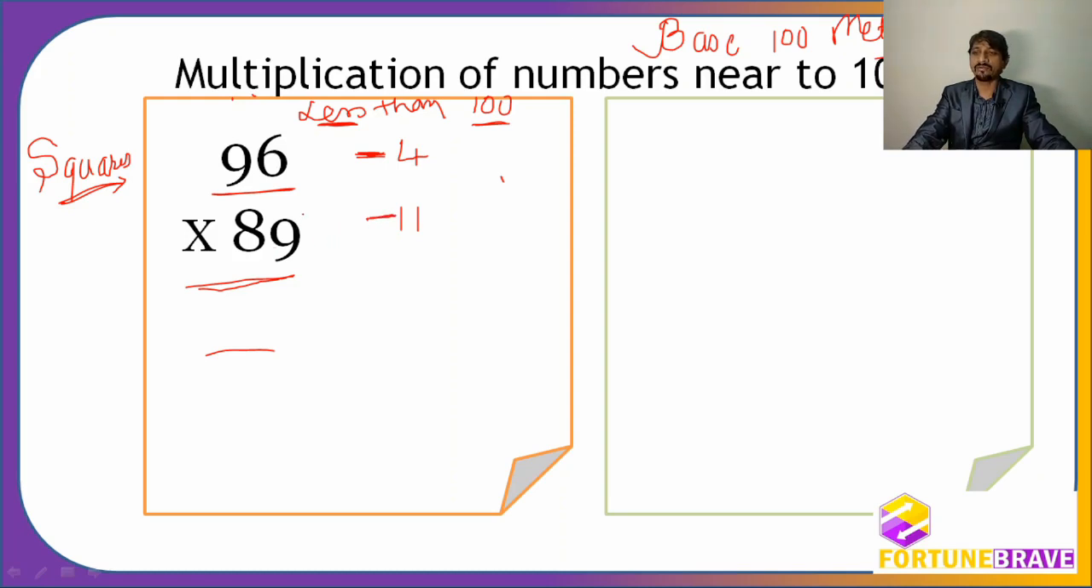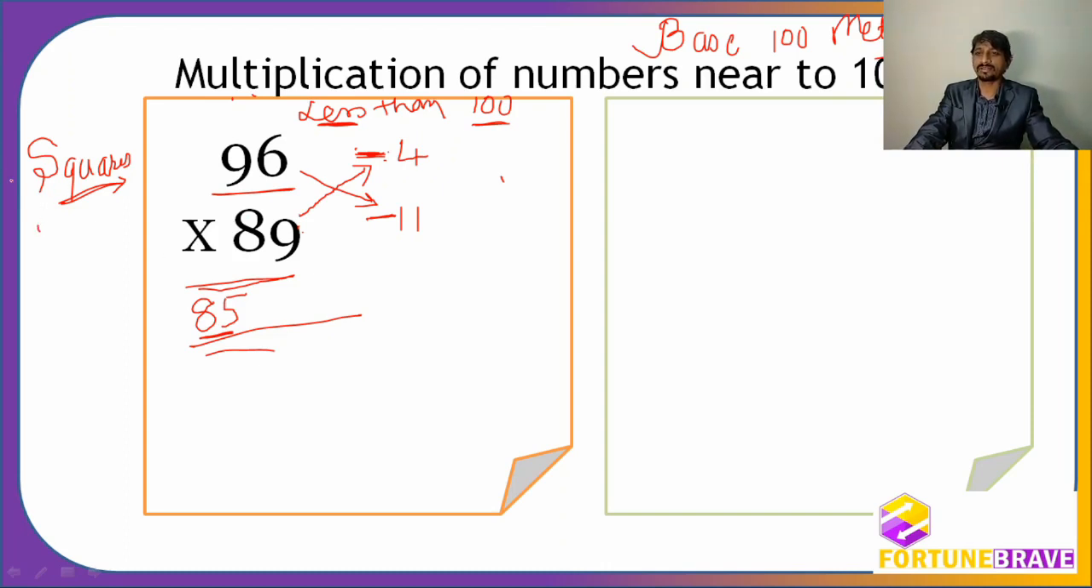Now what we'll do is cross addition. 89 minus 4. Because there is a minus, I am going to do minus. 89 minus 4 is 85. Or you can see the same thing will appear here as well. You have to do it only once. 96 minus 11 is again 85. So it doesn't matter which one, only it has to be crossed. You cannot directly do 89 minus 11. No. 89 minus 4 or 96 minus 11.